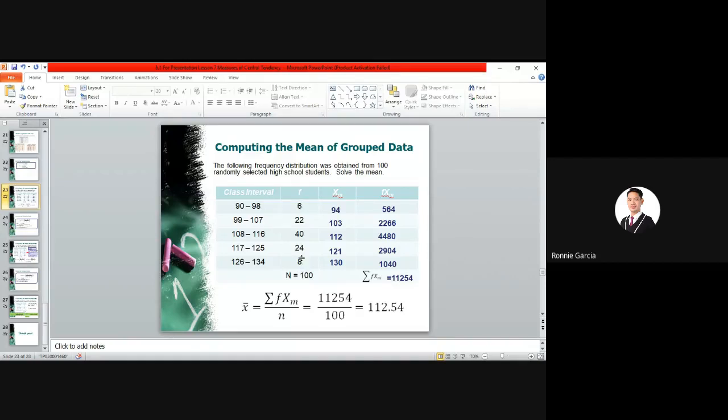The number of observations can be obtained by adding the number of frequencies. So in this particular distribution, 100 students man, di ba? Gisulti diri nga 100 pud ang total sa frequency. So divided by 100, so you can get the mean. The mean is 112.54 for that particular example. 90 is the lowest, 134 is the highest. The general number that can represent them is 112.54. That is how to compute for the group data.